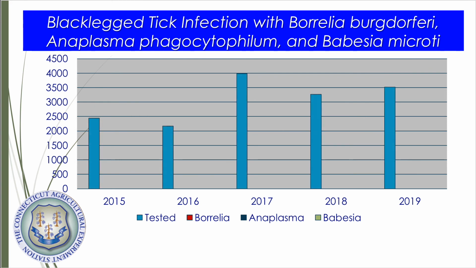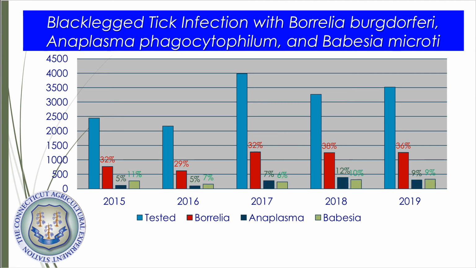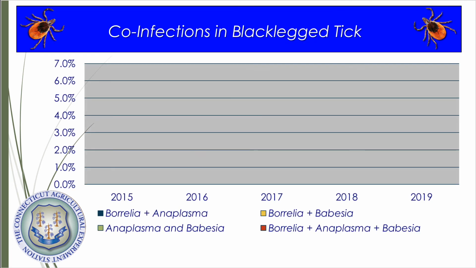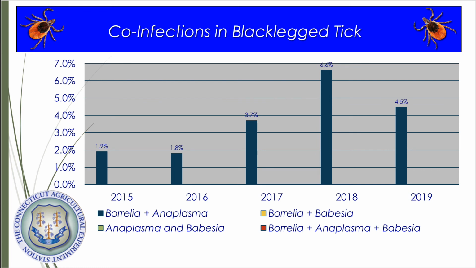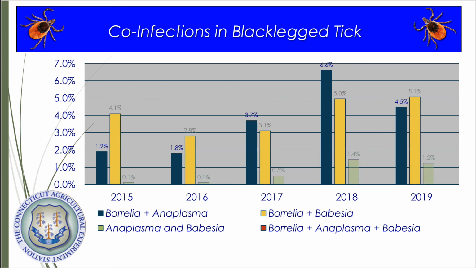In addition to increases in Lyme disease pathogen infection rates in black-legged ticks, infection rates for anaplasma and babesia have also increased in recent years. Similarly, the percentage of black-legged ticks simultaneously infected with 2 or 3 disease agents has also increased.